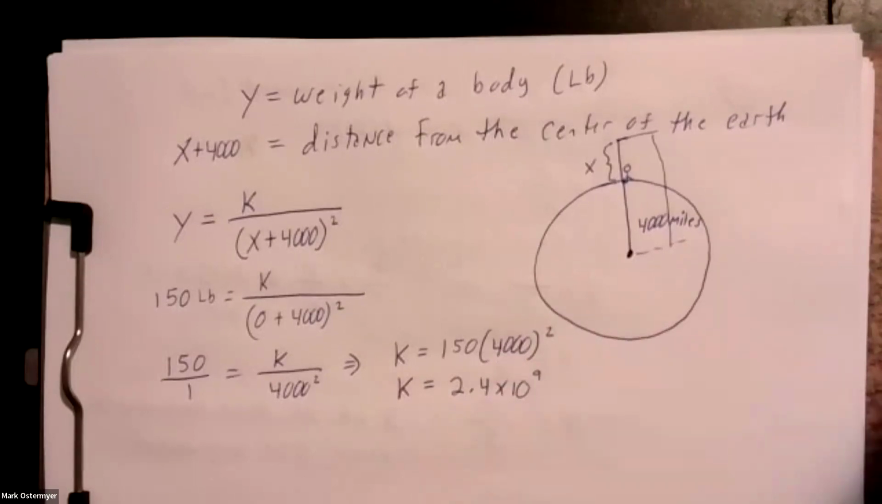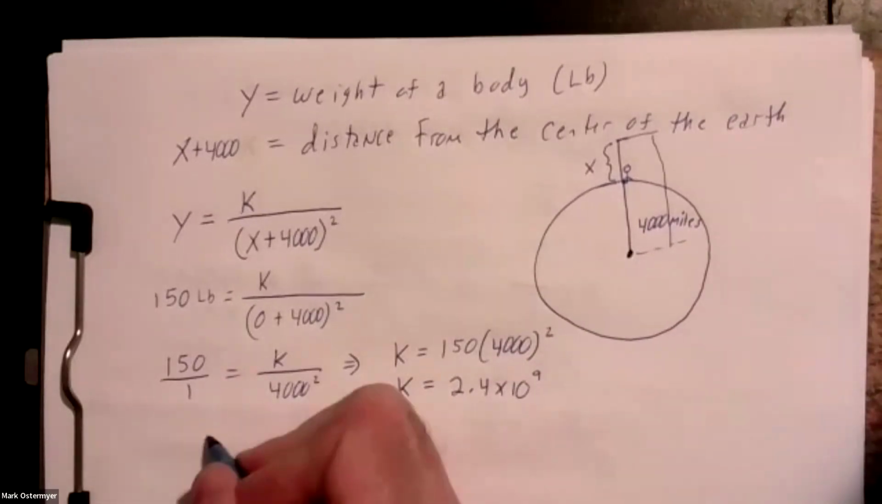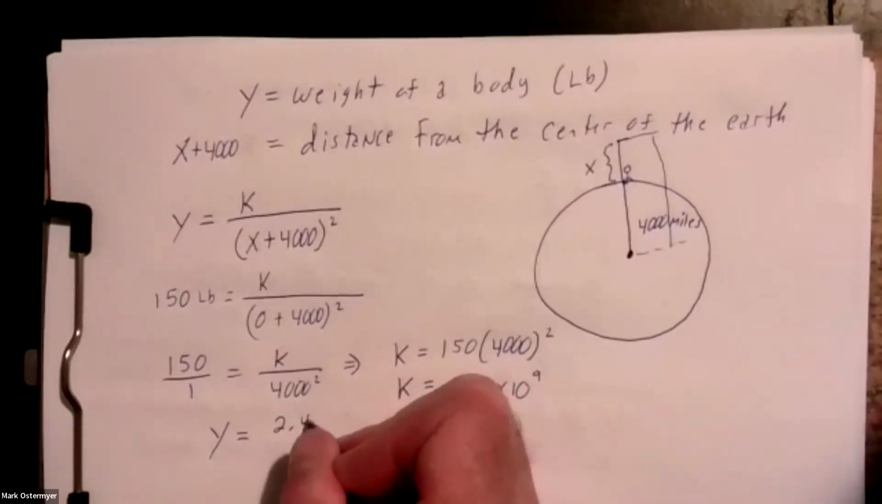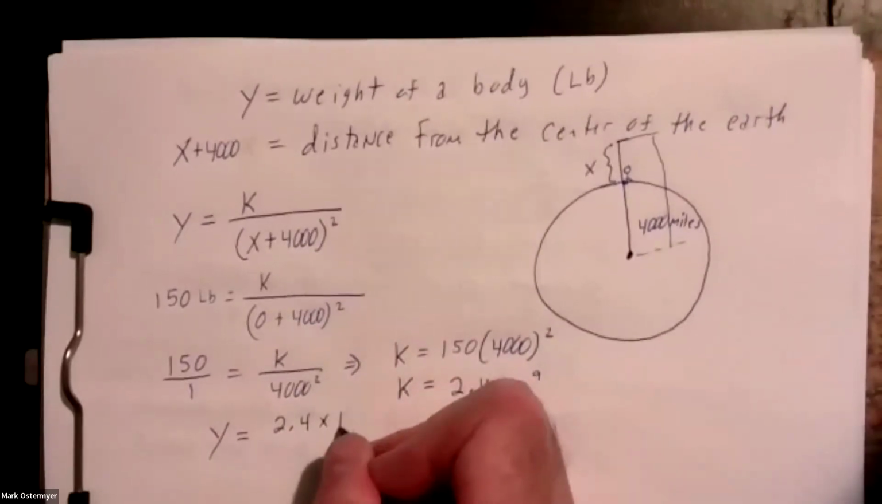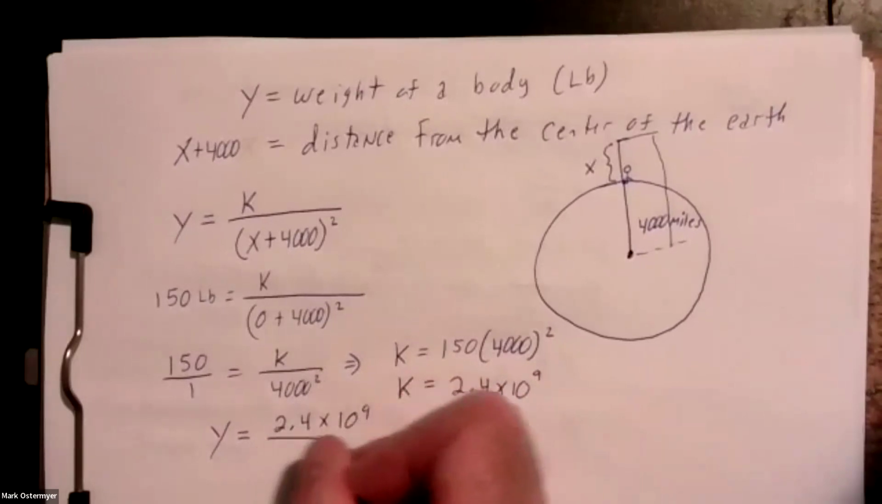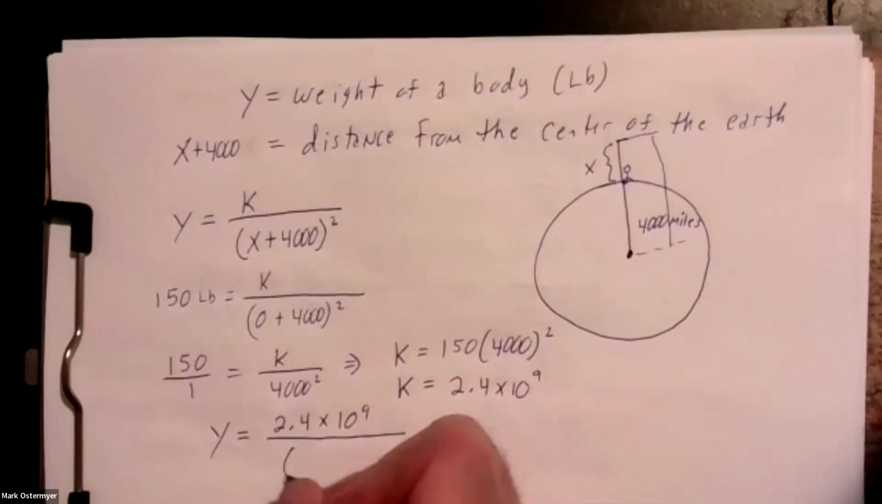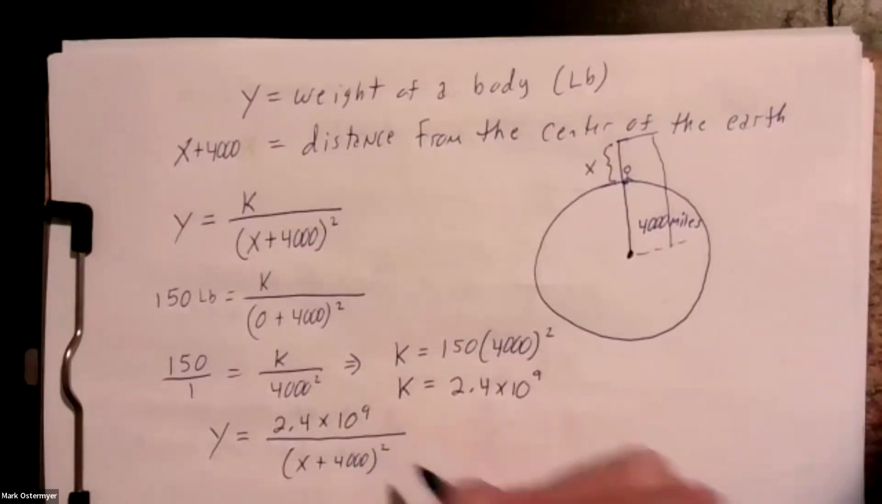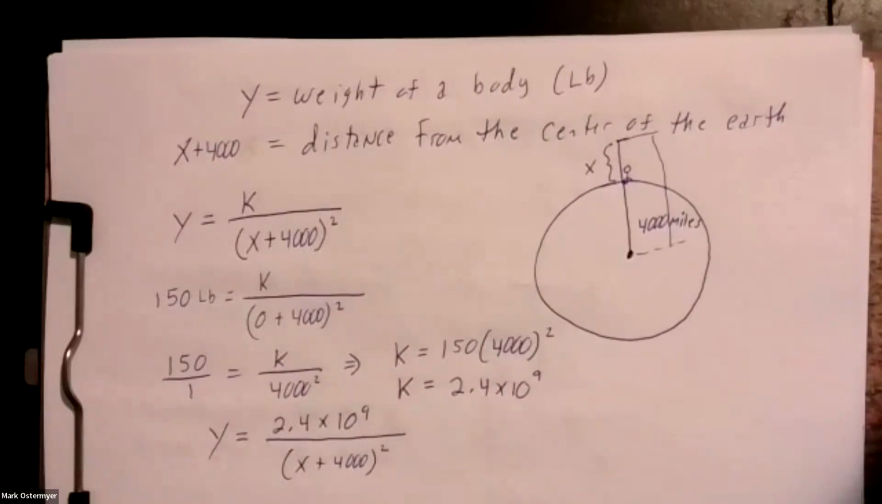10 to the 9th power. Do you agree? Therefore, our inverse variation is y equals 2.4 times 10 to the 9th power in scientific notation form over x plus 4,000 squared. Now we can answer the question, and the question is this.